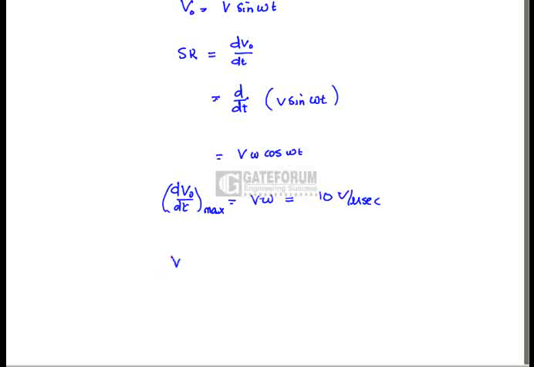From this, V equals 10 divided by 10 power minus 6, times 2 pi into F, which is given as 10 power 6, so 2 pi into 10 power 6, whose value equals 2.8 volts. Answer option A.